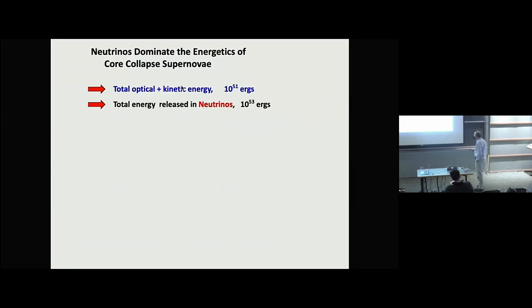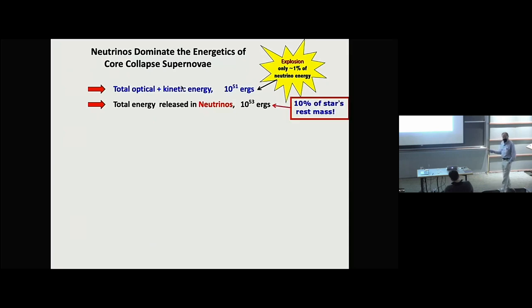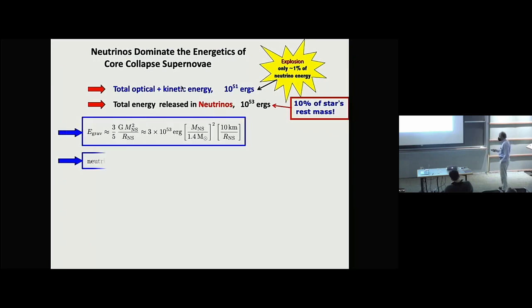Okay, neutrinos dominate the energetics of the collapse. The astronomers get excited about the explosion, which is only about 1% of the neutrino energy, which is really 99% of the gravitational binding energy drop when you go from this Earth-sized solar mass configuration down to something like the Santa Barbara-sized neutron star. And that's 10% of the star's rest mass appearing as neutrinos. So you've got a lot to work with here in terms of neutrino energy. That's the gravitational binding energy.